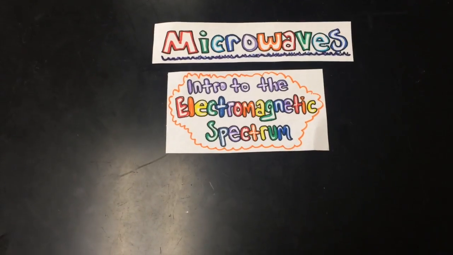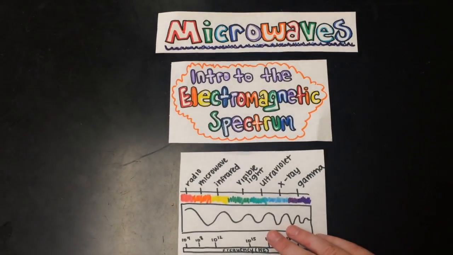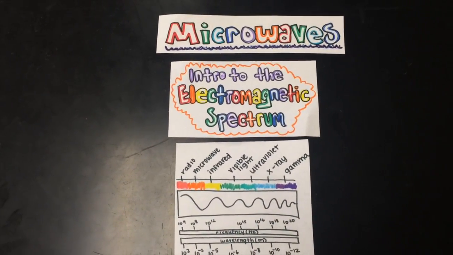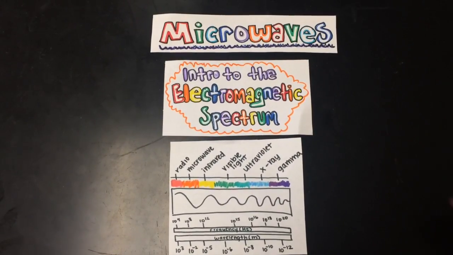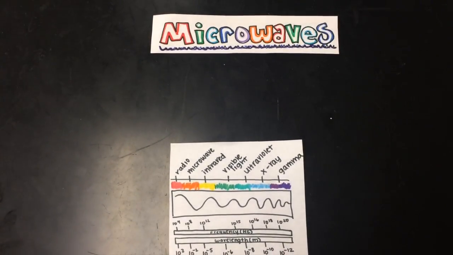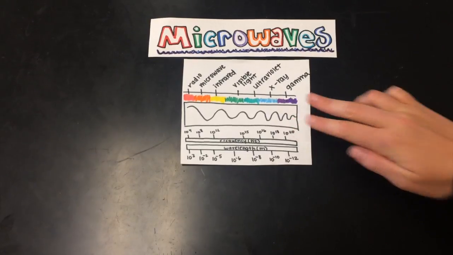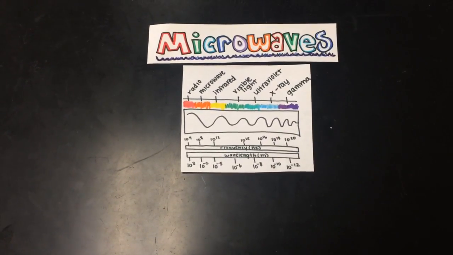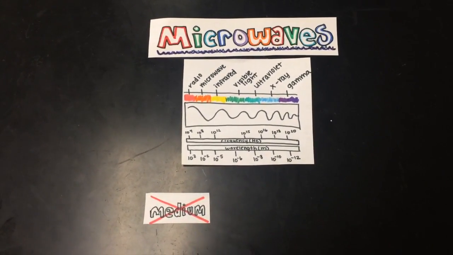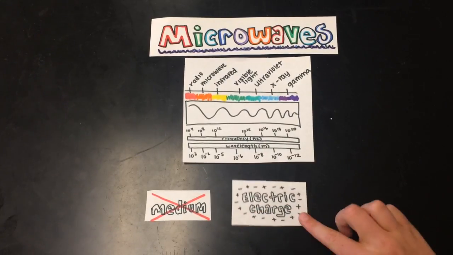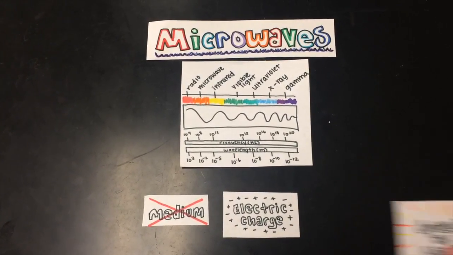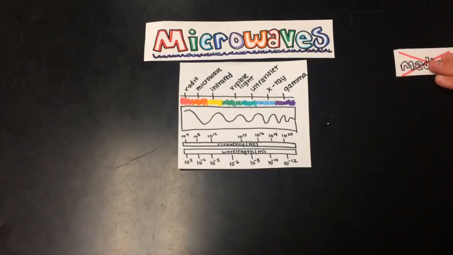Microwaves are a form of electromagnetic or EM waves that fall towards the left side of the electromagnetic spectrum. The EM spectrum is a range of wavelengths and frequencies over which the electromagnetic radiation travels. EM waves do not require a medium to travel. They're created by the vibration of an electric charge and move at the speed of light.